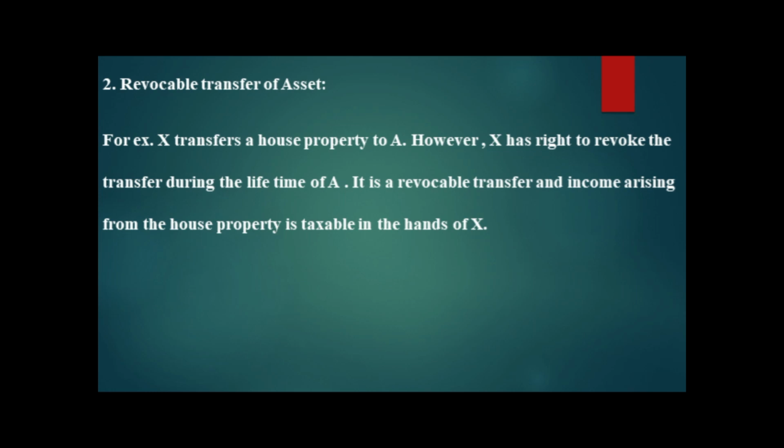Next one, revocable transfer of asset. If a person transfers an asset subject to a condition that the transfer is revocable, in such case also, the income is taxable in the hands of the transferor. Here, revocable transfer means a transfer which contains a provision, directly or indirectly, that it can be cancelled at any time. For example, X transfers a house property to A. However, X has the right to revoke the transfer during the lifetime of Mr. A. It is a revocable transfer, and the income arising from the house property is taxable in the hands of Mr. X.